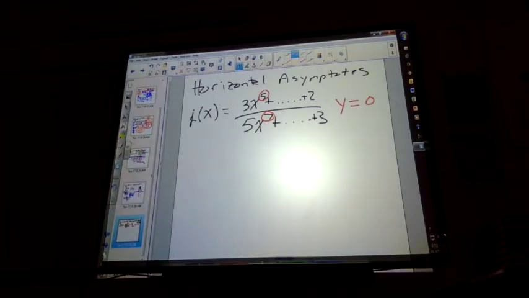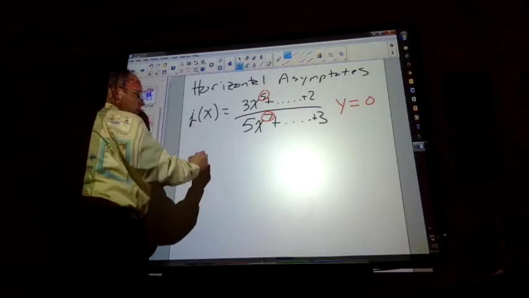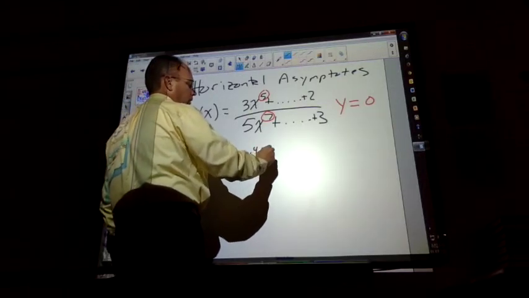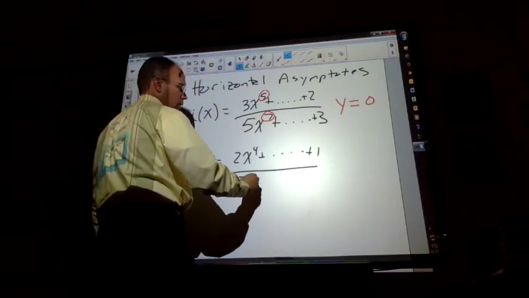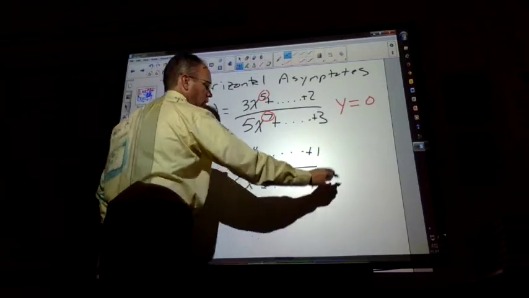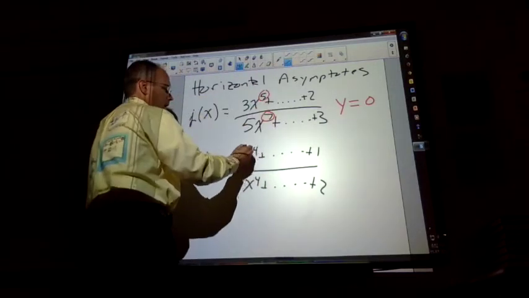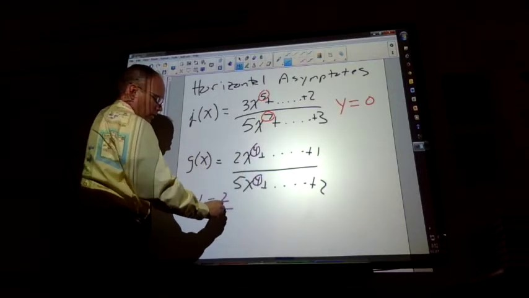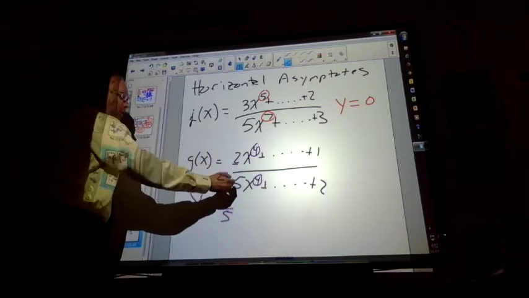which is the x-axis. If you had something like this, let's change it to g(x) = (2x^4 + 1)/(5x^4 + 2). If the degree on top matches the degree on bottom, then y = 2/5. It's just whatever this over this is.